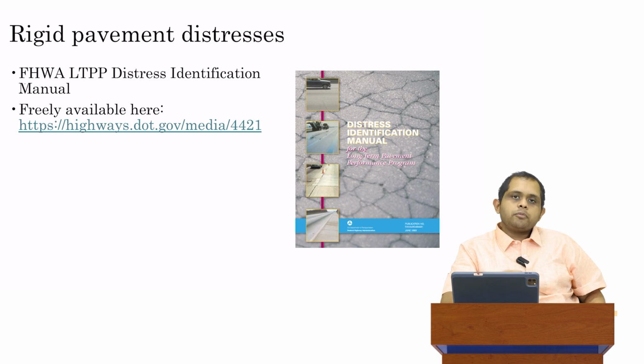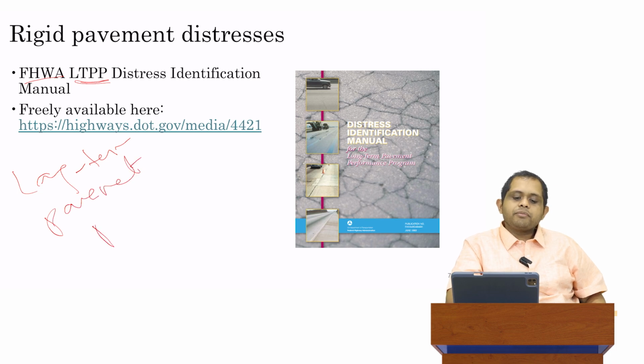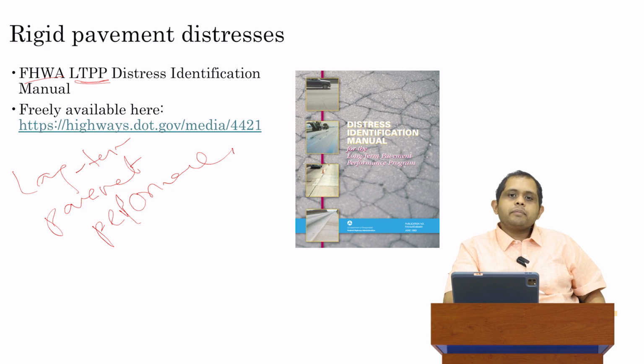This book is developed by the US FHWA, the Federal Highway Administration. In the US, they have a particular program called LTPP, which stands for Long-Term Pavement Performance. So what they basically have done is instrumented a large number of sections in the United States, and over a long period of time, 20, 30, I think some sections might go as much as 50 years, they are continuously monitoring their performance.